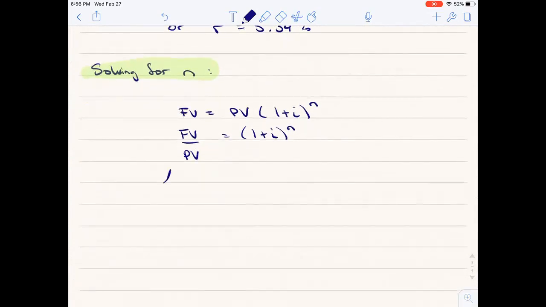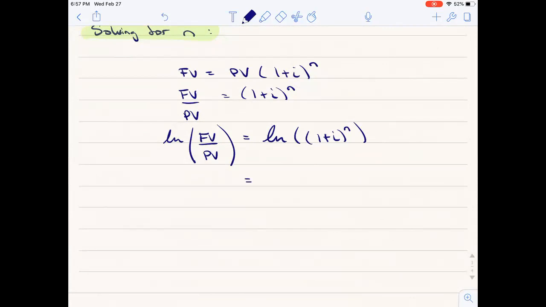But that means we have to take the log of the future value over the present value, which is the log of 1 plus i to the power of n. But by these laws, we can rewrite this as n times the log of 1 plus i, just because of how logs work. And then the log of the future value over the present value stays the same.